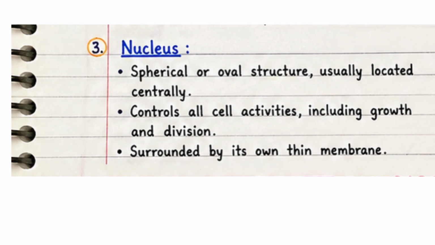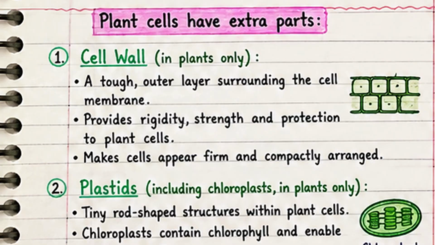Let's look at some extra parts in plant cells. While animal cells contain mainly cytoplasm, nucleus, and cell membrane, plant cells also contain an extra part called the cell wall. The cell wall is a tough outer layer found only in plant cells. It gives strength and shape. It protects the cell and makes the cell appear firm and compact.